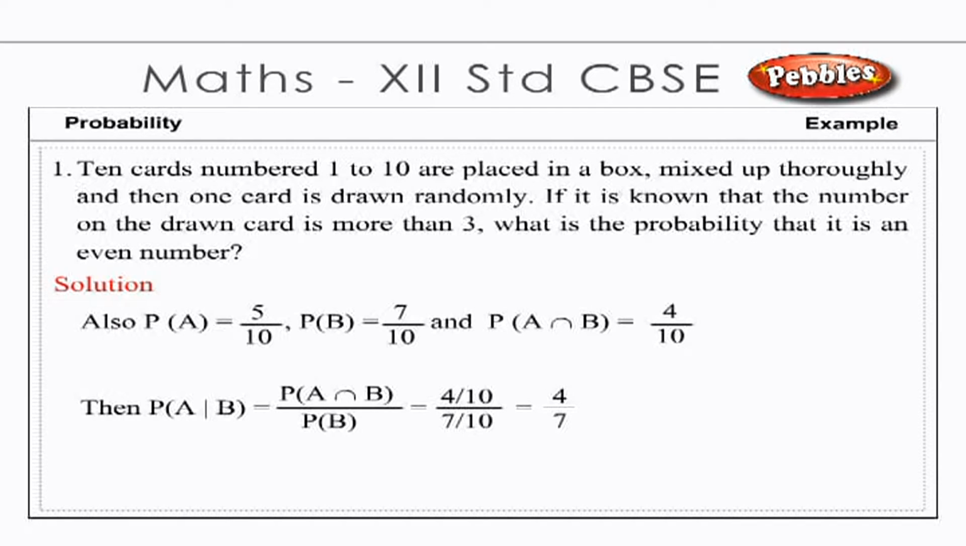Also, P(A) equal to 5 by 10, P(B) equal to 7 by 10, and P(A intersection B) equal to 4 by 10. Then P(A|B) equal to P(A intersection B) by P(B) equal to 4 by 10 by 7 by 10 equal to 4 by 7.